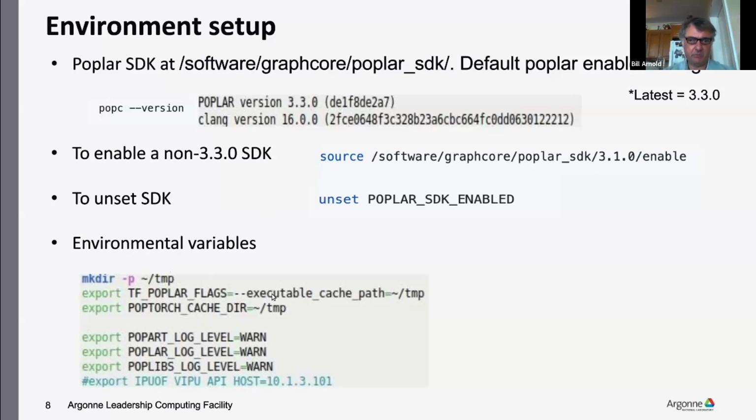There are some environment variables that you'll probably want to set. I put these in my .bashrc. The first set enables the compile cache. If you don't do that, you'll end up having to compile each time, even though you haven't changed the model. And you might want to also set the logging levels for the various parts of the software stack.